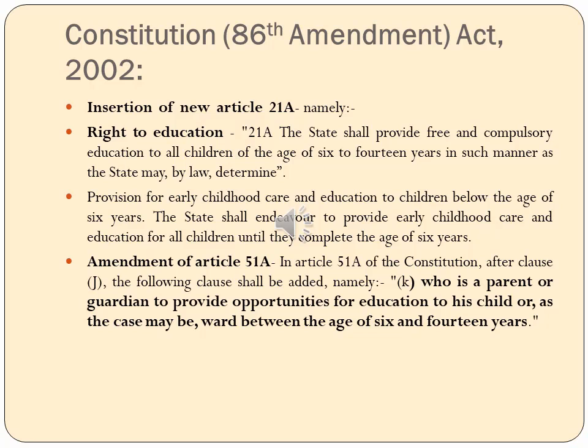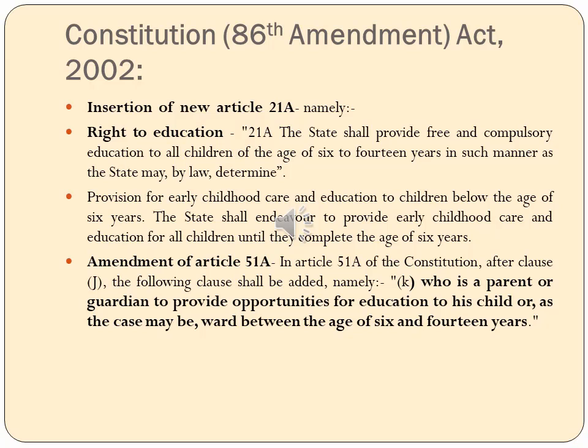So the state shall provide free compulsory education to all children of the age of 6 to 14 in such manner as the state may by law determine. So it becomes the responsibility of the state to provide education to all the children between the age of 6 to 14. And next is the provision of early childhood care and education to children below the age of 6 years. The state will endeavor to provide early childhood care and education for all the children until they complete the age of 6 years.